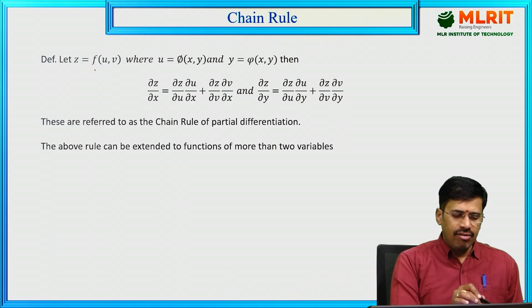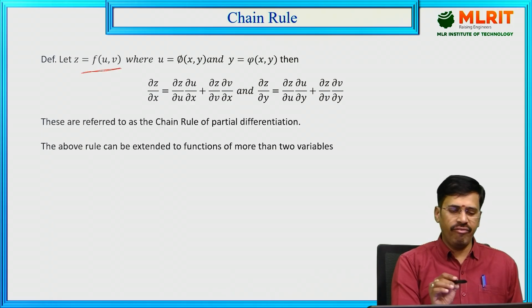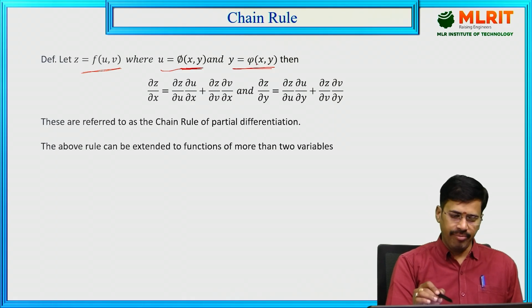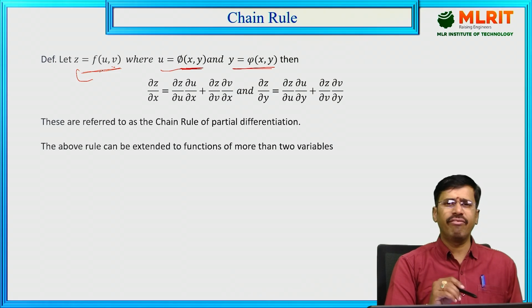Let z is equal to f of u comma v, means f is a function of u and v. Again, in turn, u is a function of two variables x and y, and v is also a function of two variables x and y. So we define the chain rule as follows. Since z is a function of u and v, we can differentiate z with respect to x and y.